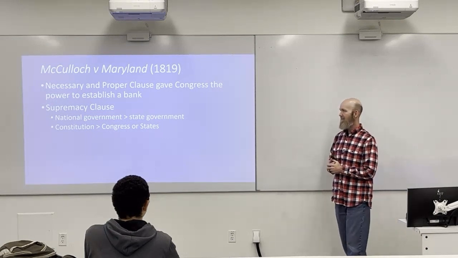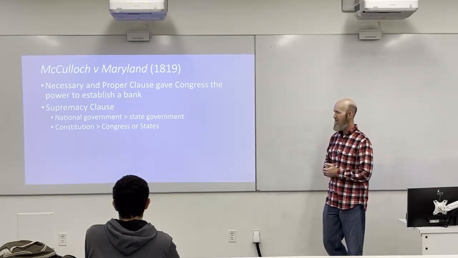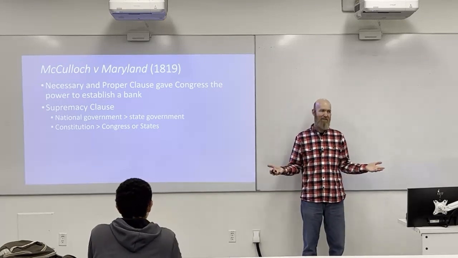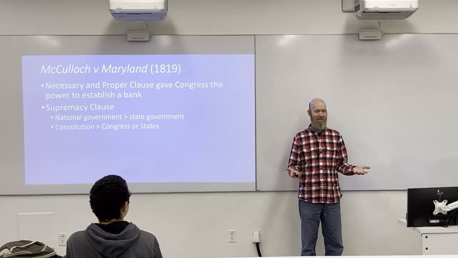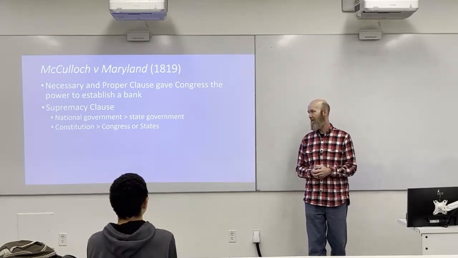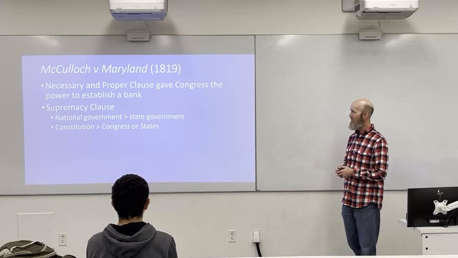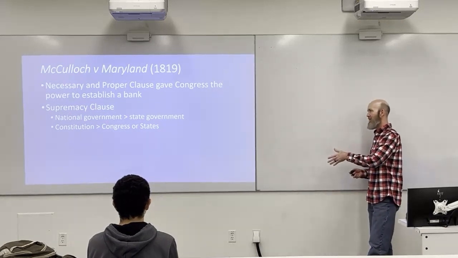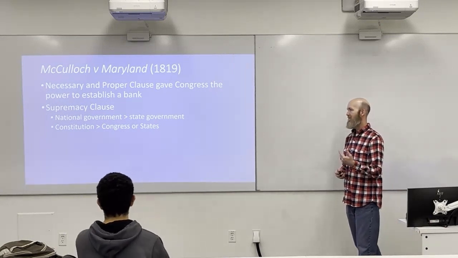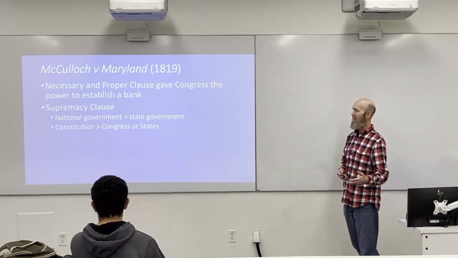In this case, they said the state could not tax the national government because in order to tax somebody, you must have authority over them. And the state does not have authority over the national government, therefore it cannot tax the national government. So that's McCulloch v. Maryland. Two things: the necessary and proper clause, Congress can create a national bank, and the supremacy clause, states cannot have power over the national government.